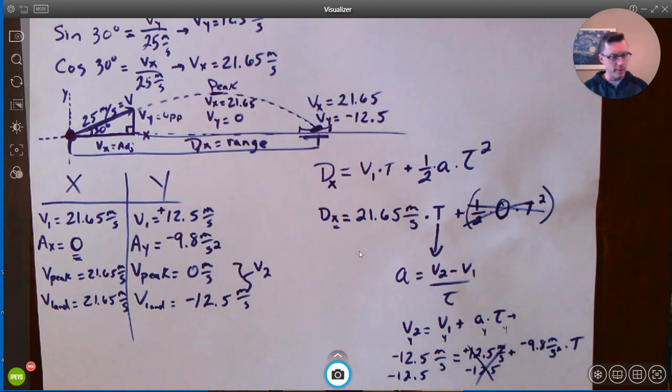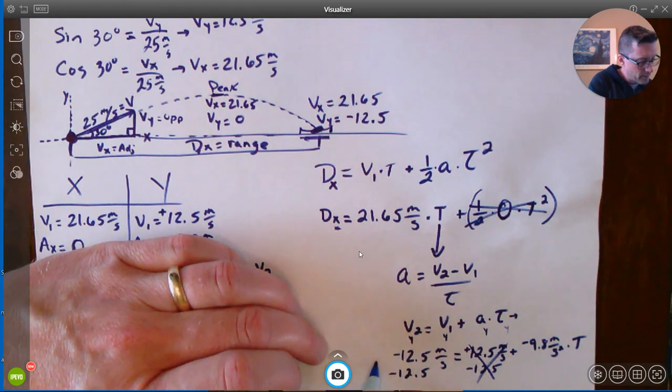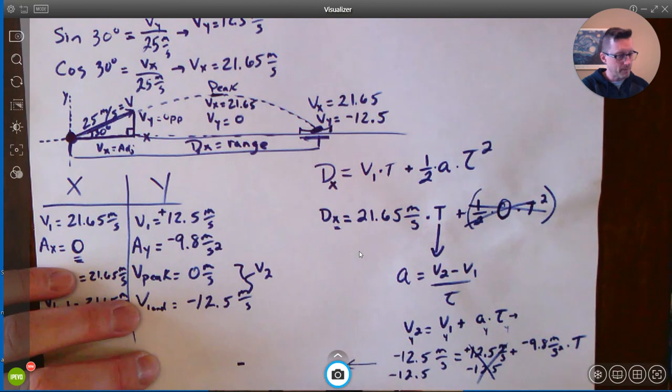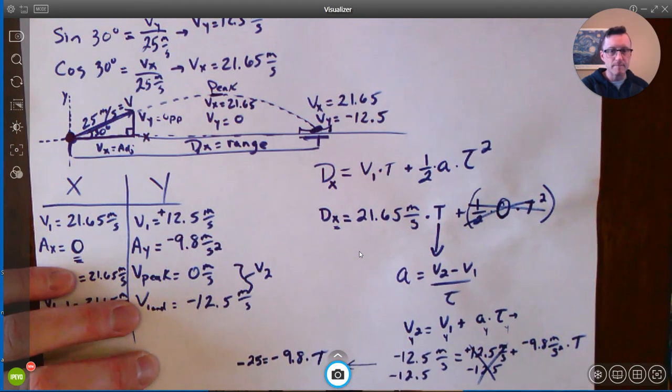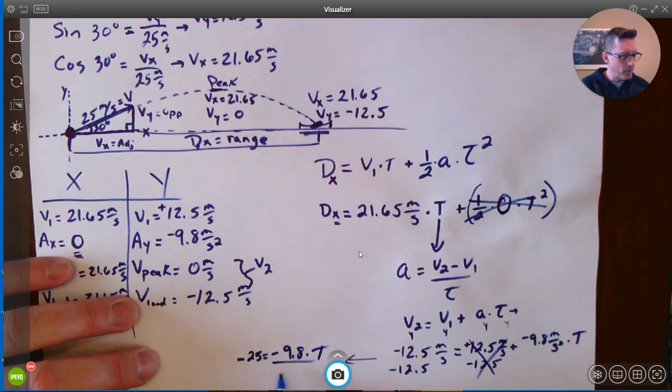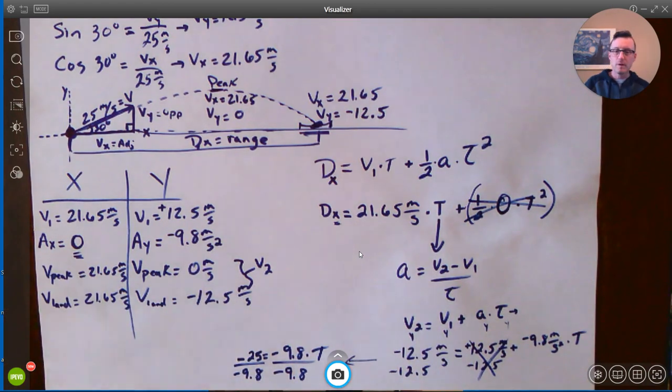Type it into your calculator, just like I'm doing. You get this right here. You get a negative 25 equals a negative 9.8 times T. Now, how do I solve for T? Simple. Divide both sides by negative 9.8. Okay, so for my time, I'm going to take negative 25 divided by negative 9.8. And when I solve that, I get 2.55.